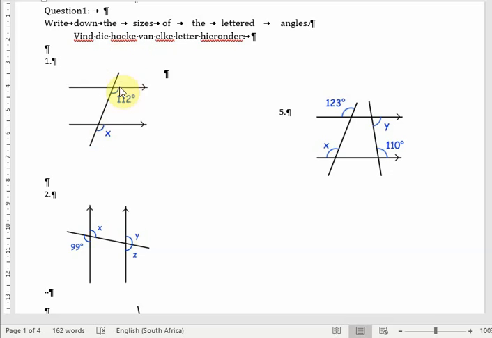Okay, so to answer this question, if that's 112, that forms an F. That angle, the 112, is below the parallel line, and X is below the parallel line, and both of them are on the left of that line that crosses the two. So then that means that those two angles are corresponding, and if they are corresponding, it means they are equal.